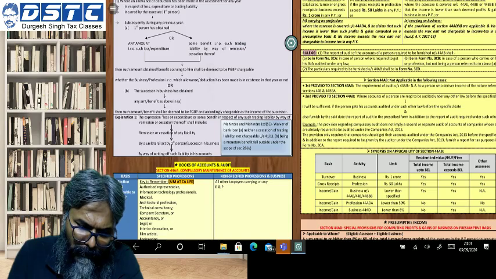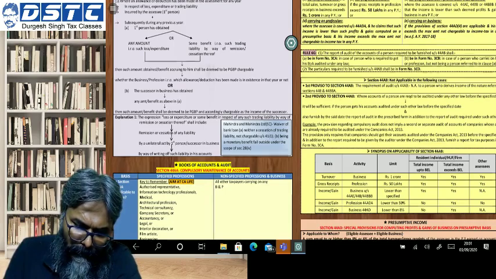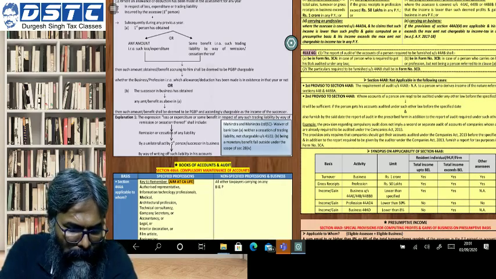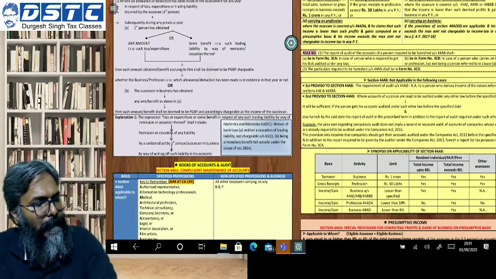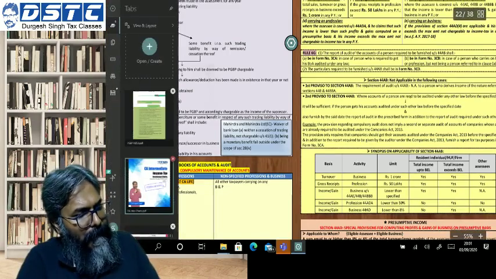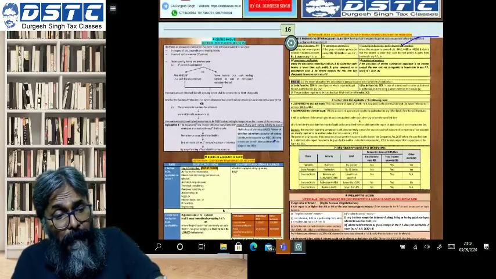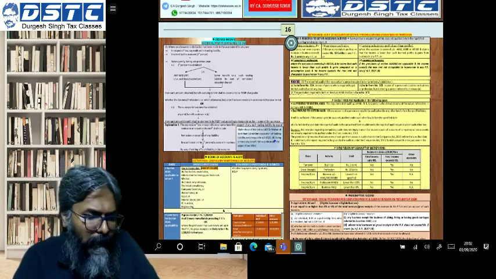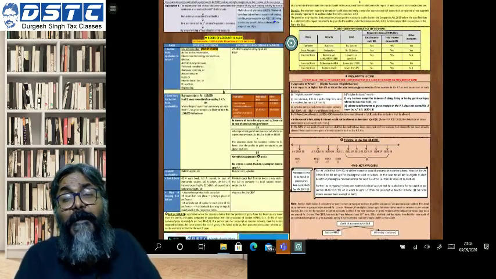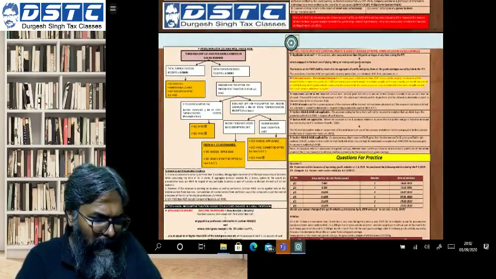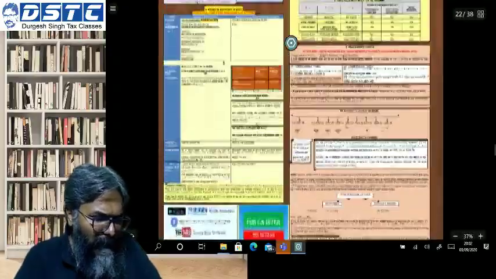The deduction shall be allowed in the year in which the outstanding interest amount has been paid. Outstanding interest amount has been paid in the form of principal amount. Why am I saying in the form of principal amount? Because presently it is in the form of the principal amount, isn't it? So that is the reason why in the form of the principal amount. Fine, students? Fair enough. So this is one thing that you will keep in mind herein.